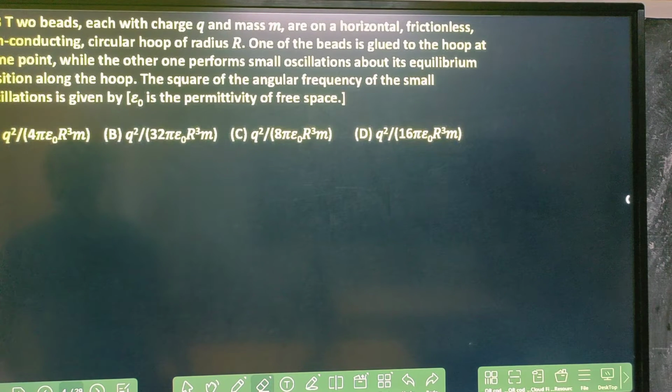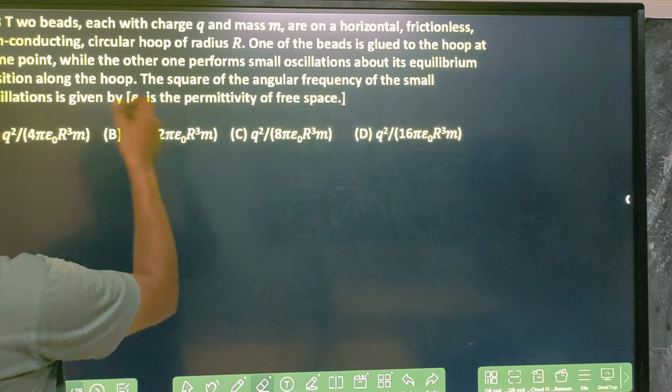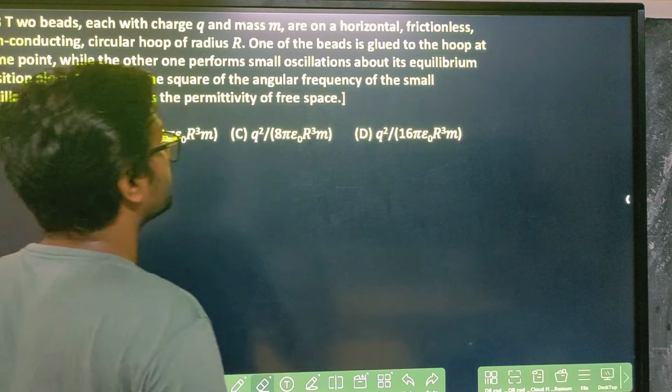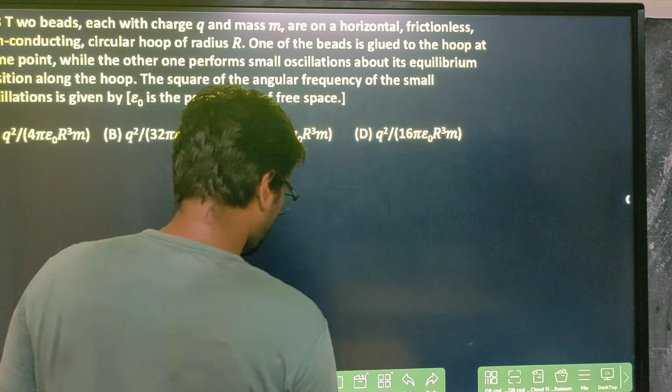Two beads each with charge q and mass m are on a horizontal frictionless non-conducting circular hoop of radius r. One of the beads is glued to the hoop at some point while the other one performs small oscillations. So this type of question we have seen, right? So we can solve this type of question. So what we will do?